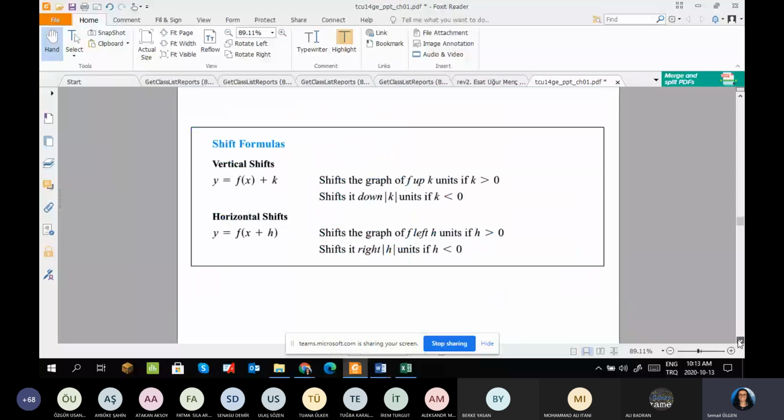Pictorial like that. Next, we are going to be talking about the shifts.